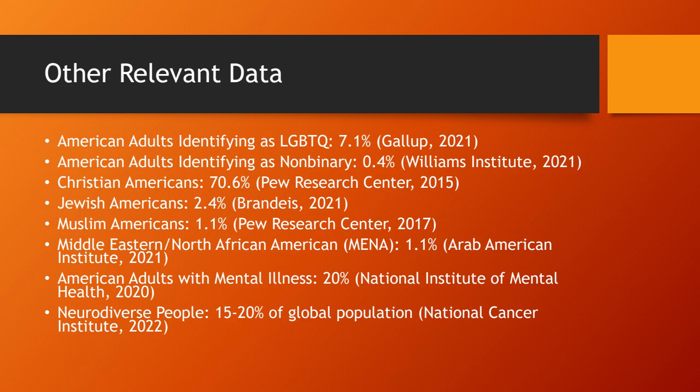I also gathered other relevant data for demographics that I wanted to investigate with the audit, but that were not available from the U.S. Census, such as American adults identifying as LGBTQ, Christian Americans, Jewish Americans, Muslim Americans. So I have those statistics listed here, along with the sources of where I obtained this information.